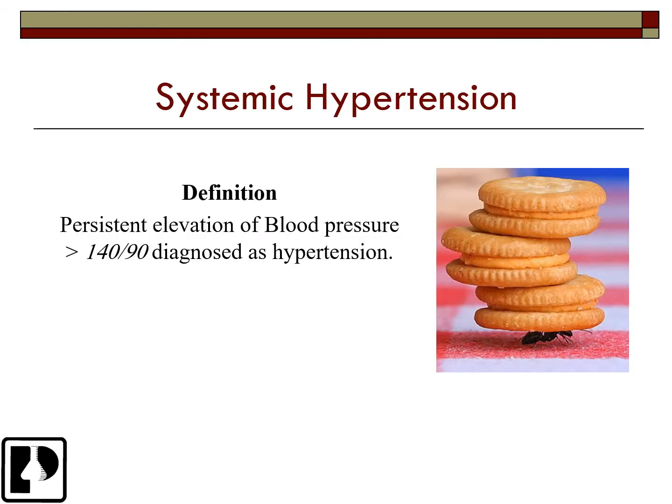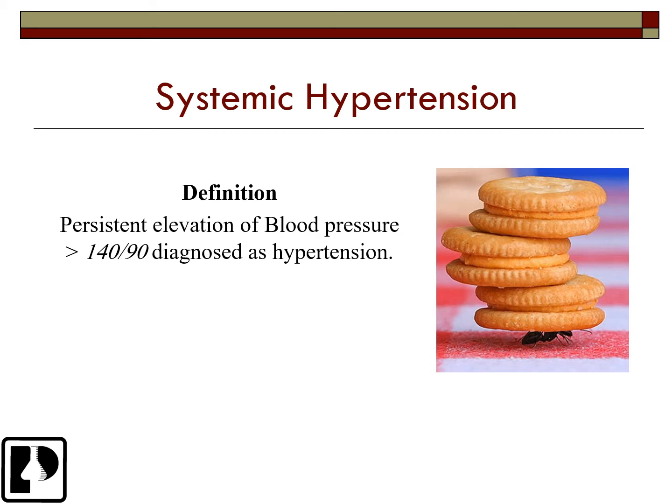First of all, what is the definition of systemic hypertension? The word systemic means that it can affect many organs in the body. The definition of systemic hypertension is persistent elevation of the blood pressure more than 140 over 90 millimeters Hg.